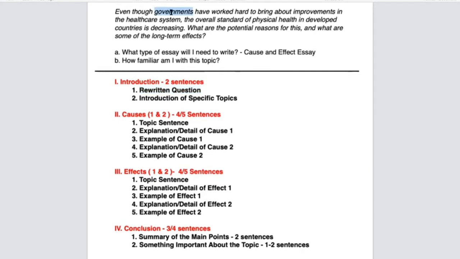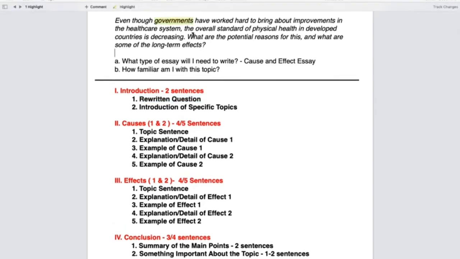So again, just thinking about the keywords, I remembered that governments was a keyword. We were talking about the healthcare system, and we were talking also about physical health in the developed countries, okay? And again, we're looking at reasons and effects. So for my rewritten question, I'm just going to think about different ways I can reword this.